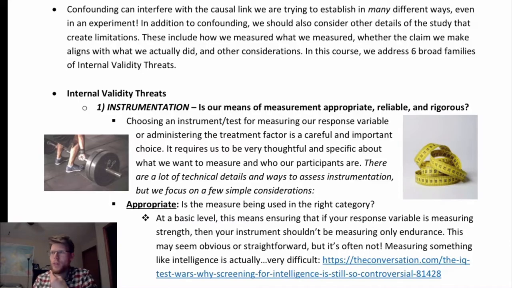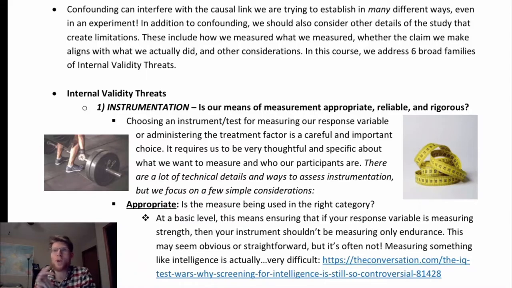So the first one that we have is instrumentation. Instrumentation just asks, is our means of measurement appropriate, reliable, and rigorous? Choosing a way to measure our response variable as well as administering the treatment factor is a careful and important choice, and there's not always a clear objective way to do so. Some studies lend themselves to more objective choices than others. In some studies, it's a very subjective choice how we do our instrumentation.